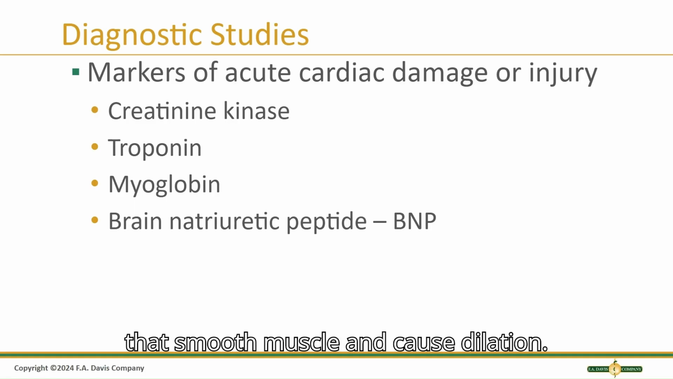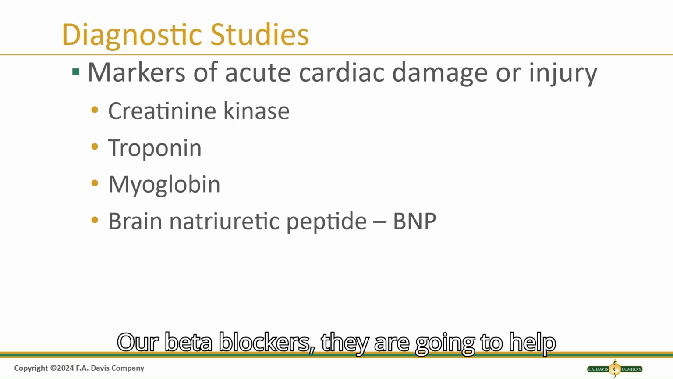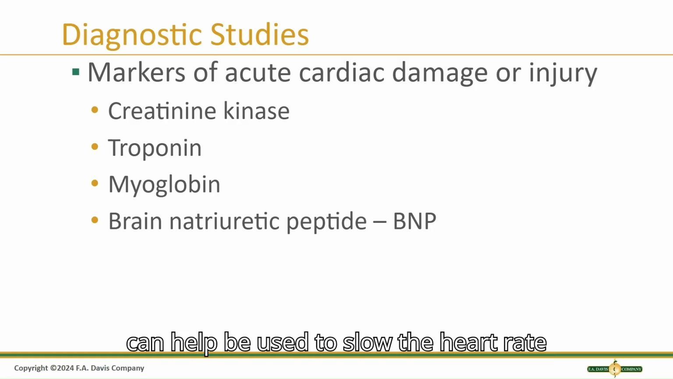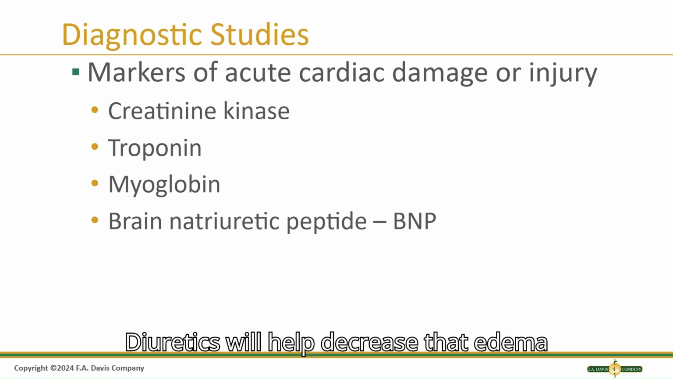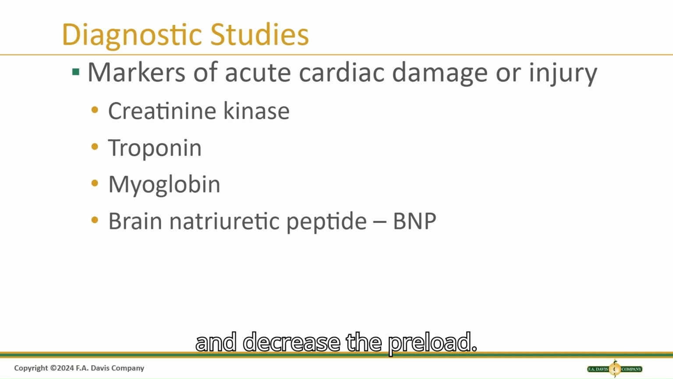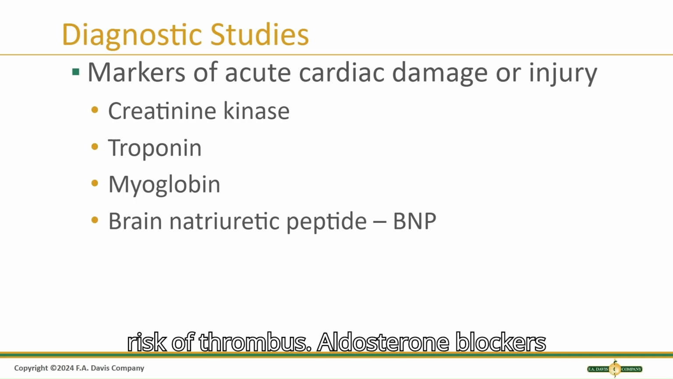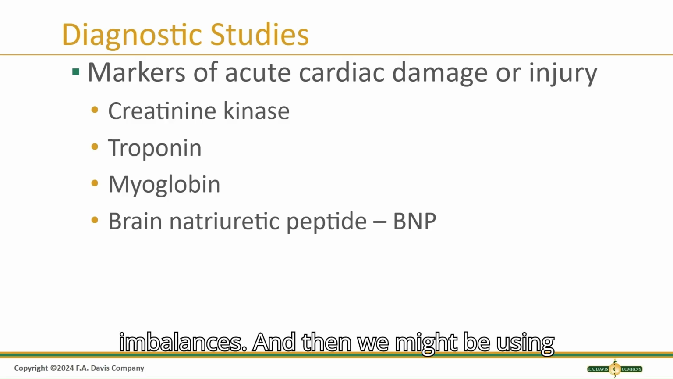Myoglobin is released in response to any type of muscle damage, so it's not necessarily cardiac specific. And then the brain natriuretic peptide, or a BNP, this is very specific to cardiomyopathy or heart failure, as this type of enzyme is released in response to the ventricular tissue stretching. So this is where we see that indicator for heart failure.